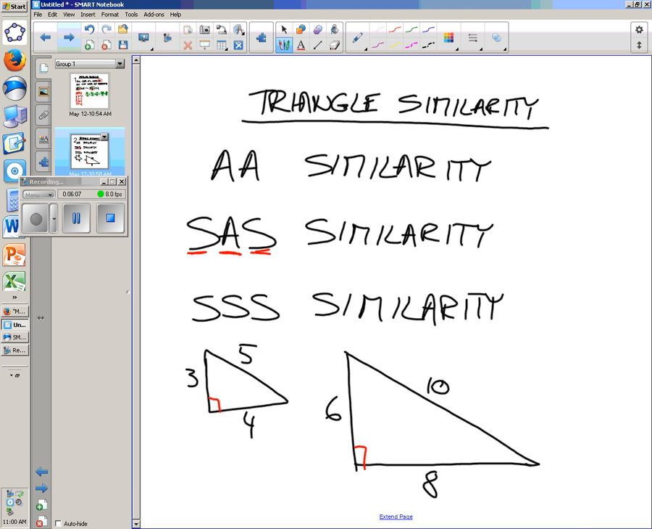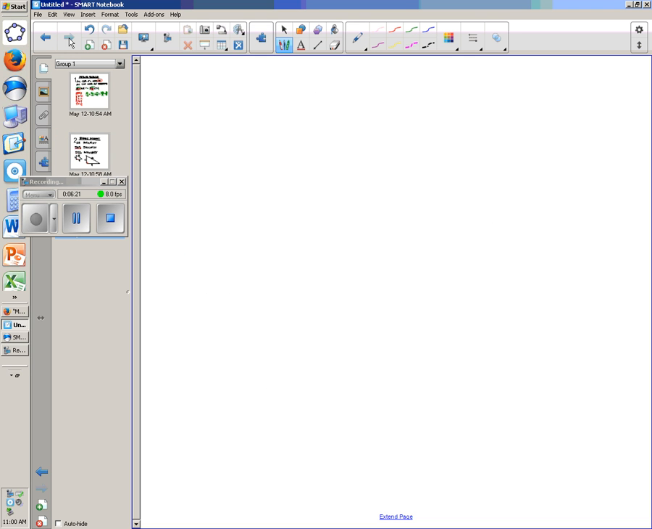And that was sections 3 and 4. On the bottom of page 384 is a little chart that has all three of those methods together. It's good to know. Then, section 5, we have triangle proportionality.